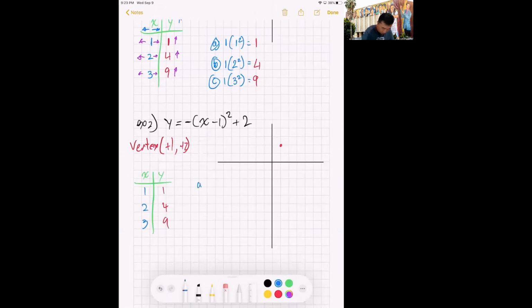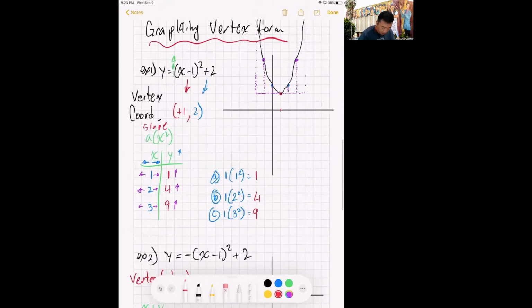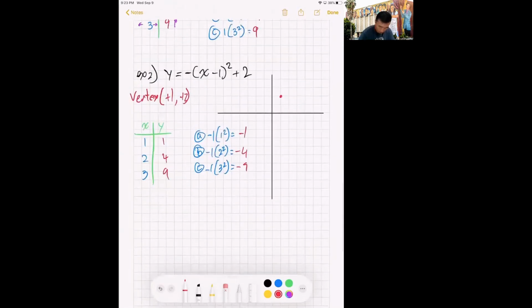So we have A, B, and C terms. You have -1 times 1 square, -1 times 2 square, -1 times 3 square, and that gives me -1, -4, and -9. So the only difference between this and that is that this one faces down. So it's 1 step this way, 1 step that way, 1 step there, right? 2 steps gives me 4 steps down.